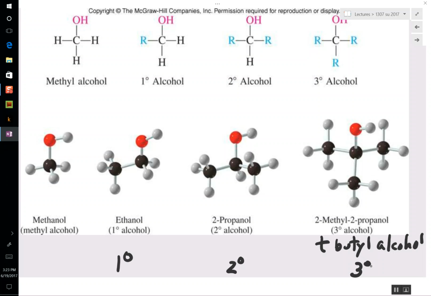2-propanol. Look at this carbon. It has the OH on it, and ask how many carbons are attached to it. 1, 2. It's a secondary. This carbon, this OH group on it, and you ask yourself how many carbons are attached to that carbon. 1, 2, 3. Tertiary alcohol.